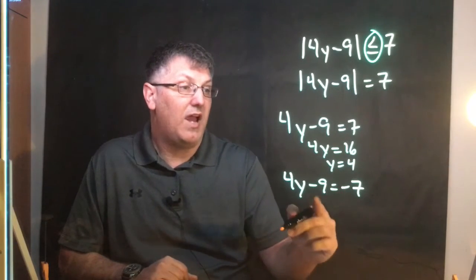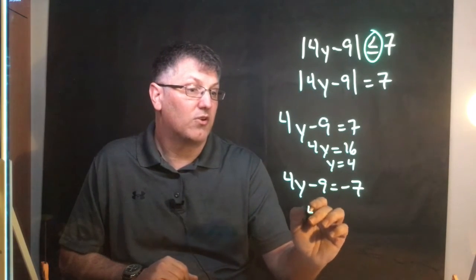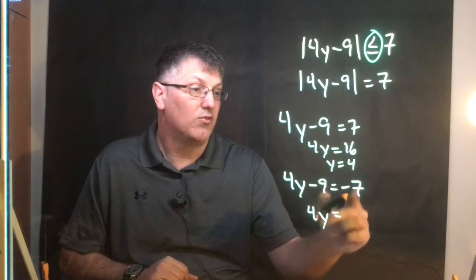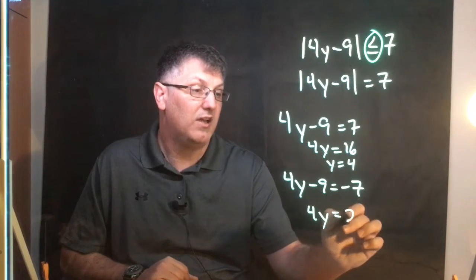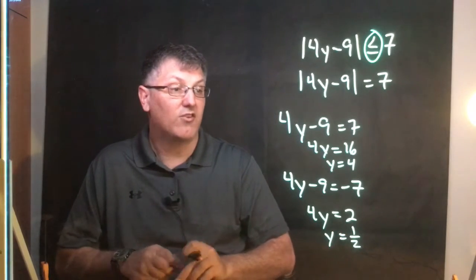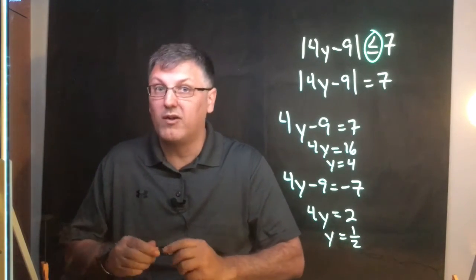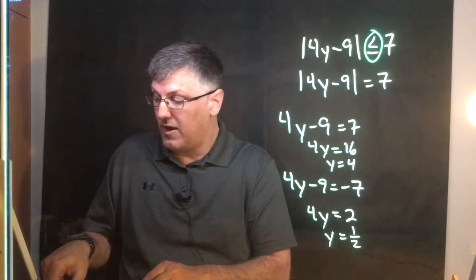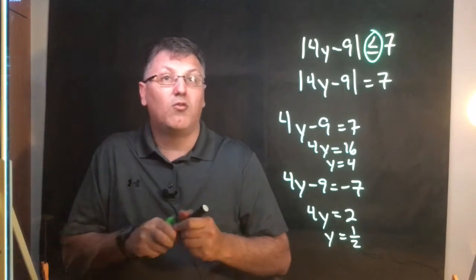And then here we're going to add 9 to both sides. So we're going to get 4y equals, let's see, we add 9, that's going to give me a 2. And then y equals 1/2 when you reduce your fraction. So those are actually what's called my critical values. What I'm going to do now is the inequality test.